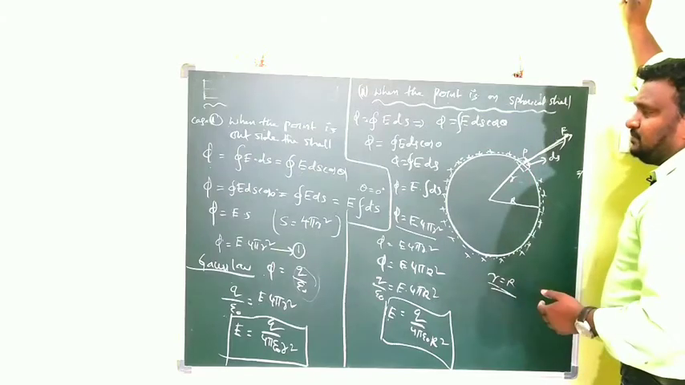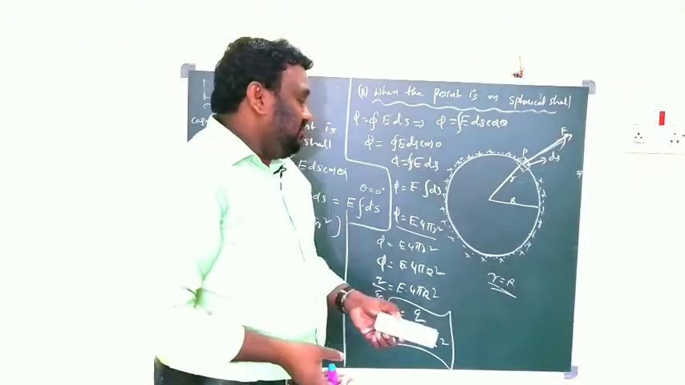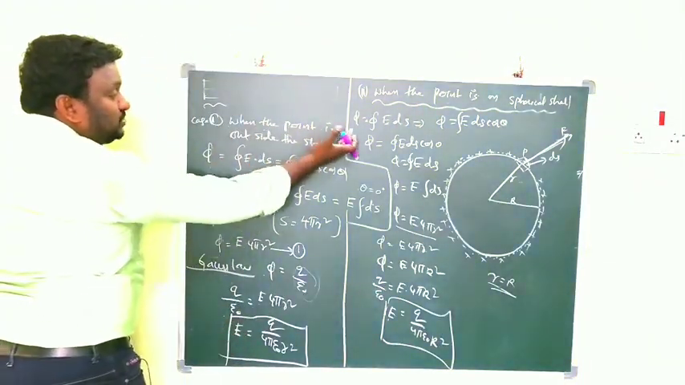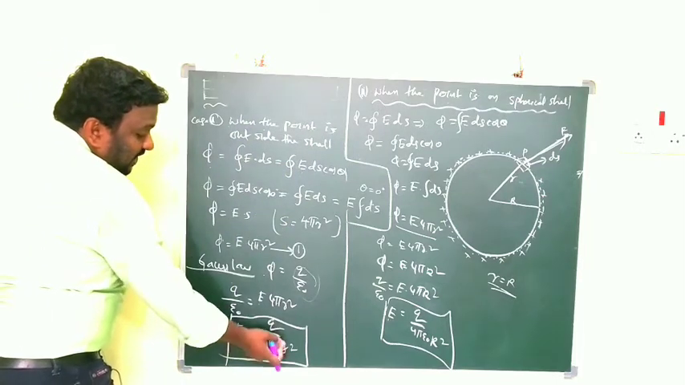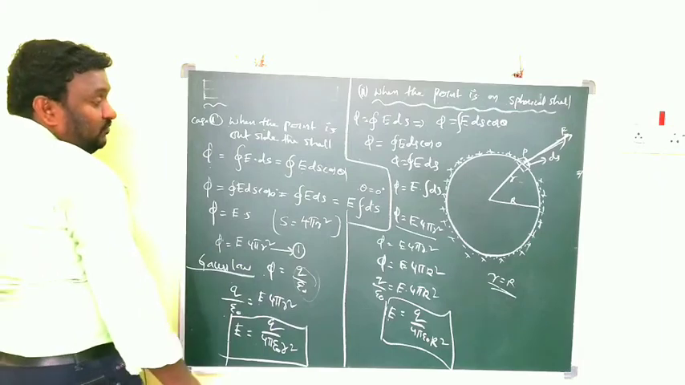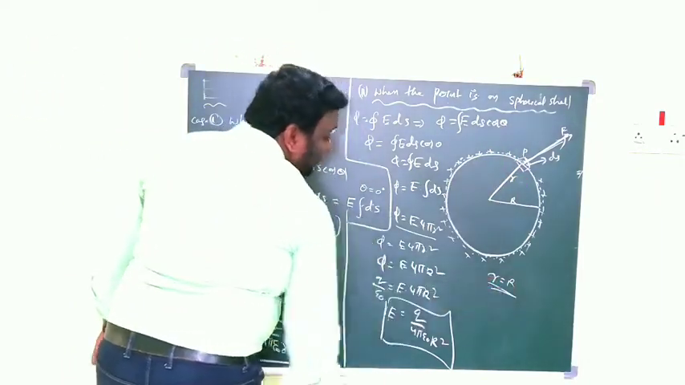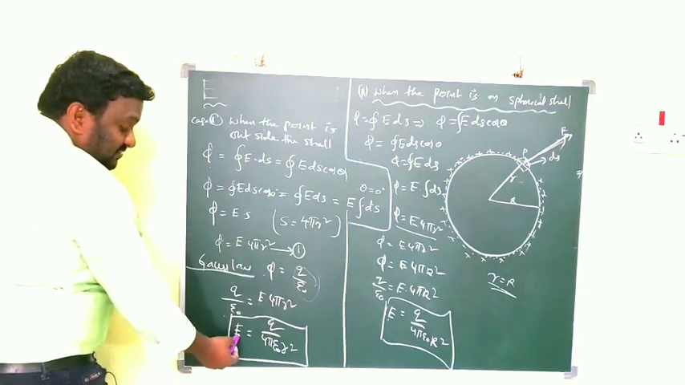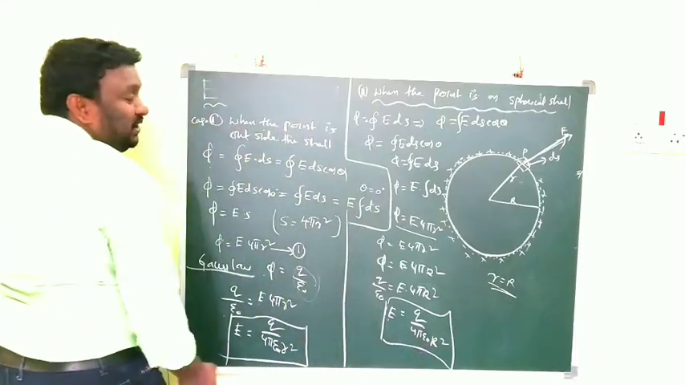Clear, children? Very simple. But while you are writing in an examination, simply you have to write this. In the first case, when the point P is outside the shell, E is equal to Q by 4 pi epsilon naught r square. And when the point is on the shell, you write r is equal to R. That means instead of small r you write capital R.